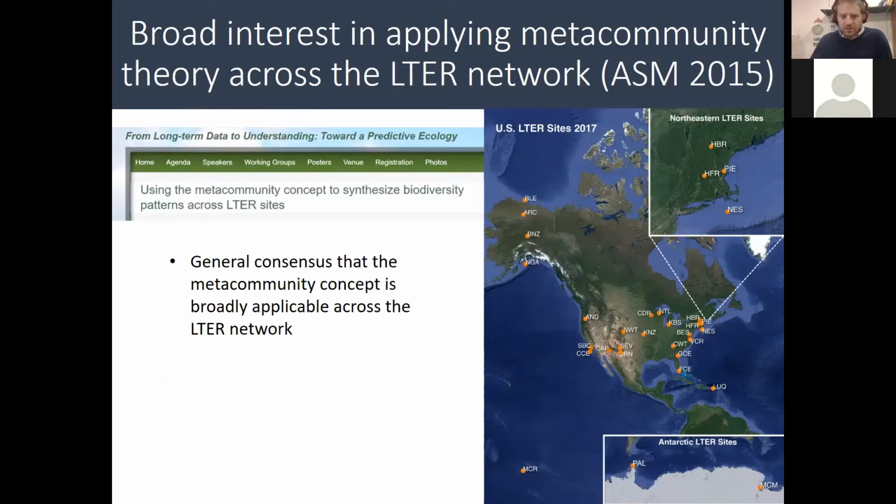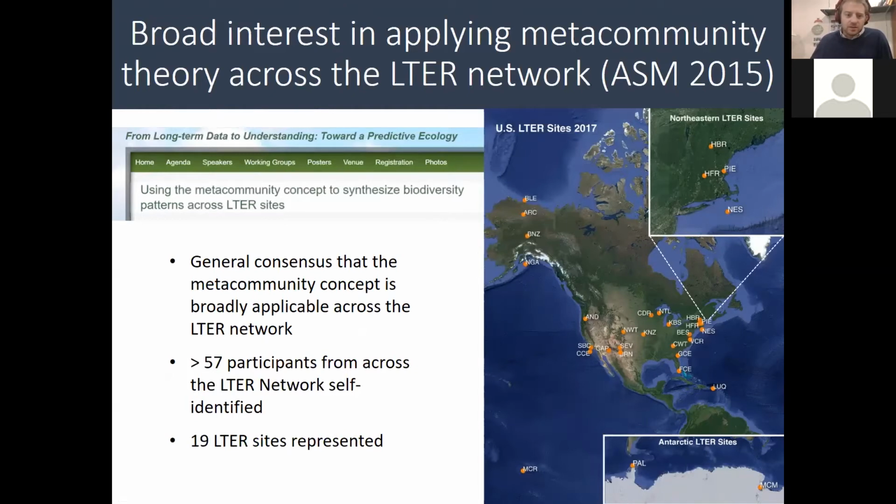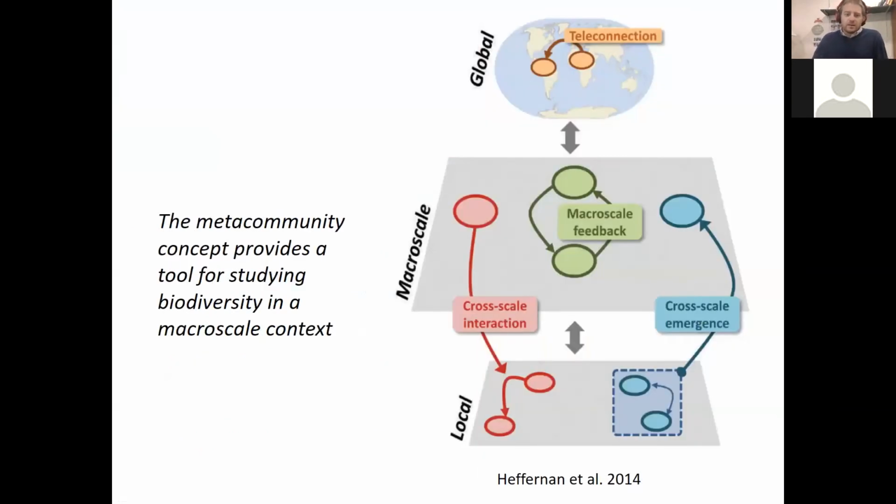And so there's a general consensus that folks apply the concept across LTERs. There are lots of good publications out there from different LTER sites. At the meeting, we had a good number of participants from across the LTER network identify as folks interested in applying the metacommunity concept, and a good number of LTER sites were represented in that room. So there's broad interest in applying the concept across LTER. And we think the utility is that it gives us a way to put community ecology and questions about biodiversity in a macro scale context.